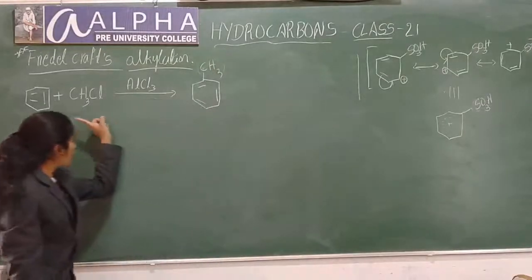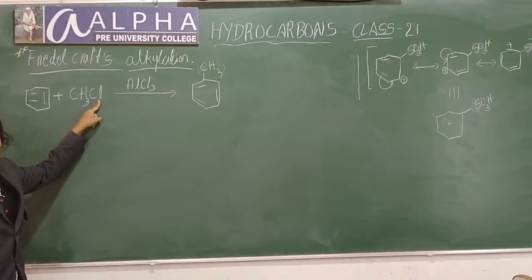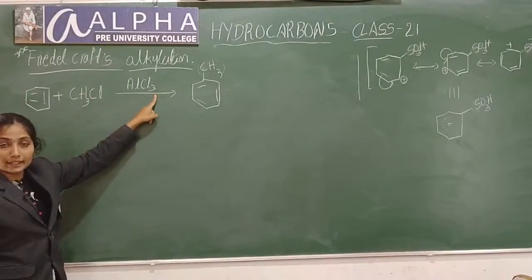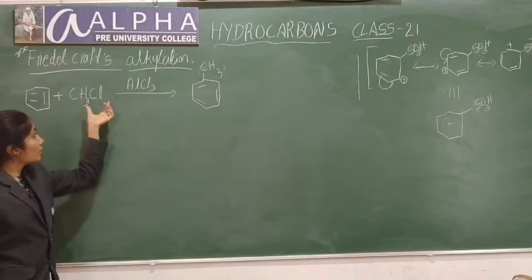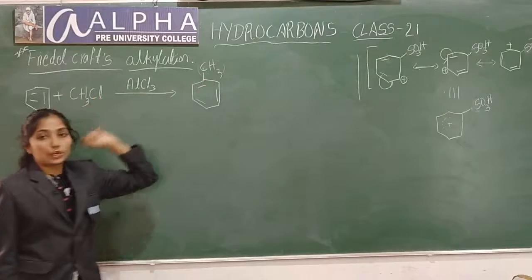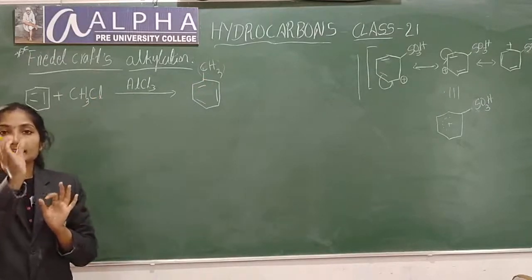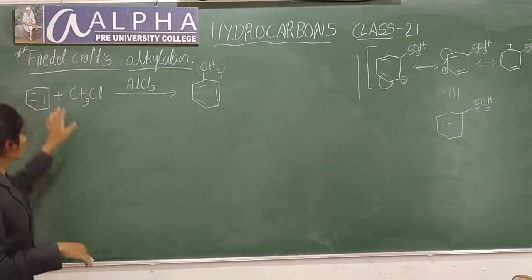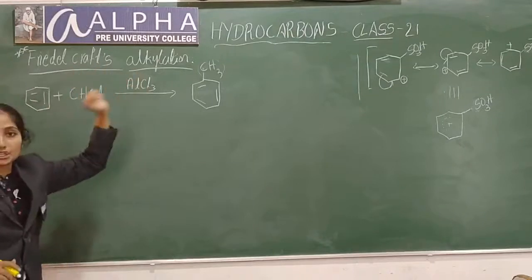See, I have taken alkyl chloride. When it reacts with AlCl3, that is a Lewis acid, so what will happen? This alkyl group will be substituted onto benzene. Alkyl substitution will happen on the benzene ring. This is the Friedel-Crafts alkylation reaction.